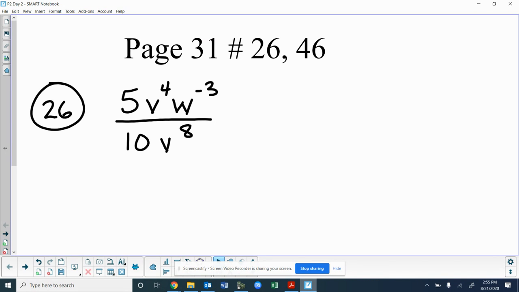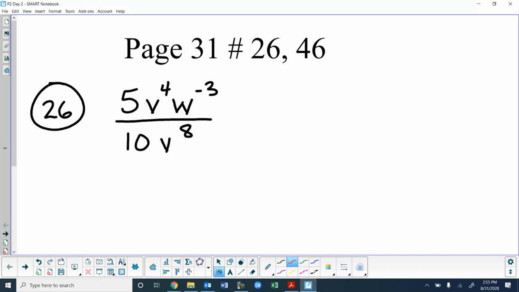As you can tell, I'm not here today, but I want to go over some problems from last night's assignment, just to review quick, and then go over some practice problems for today that will help you do your assignment. So this is number 26 on page 31. It's like the ones we did last night. So I'm going to show you how to do this one.